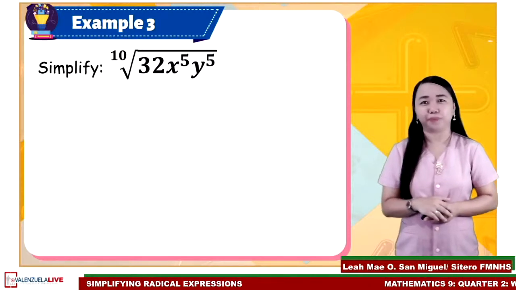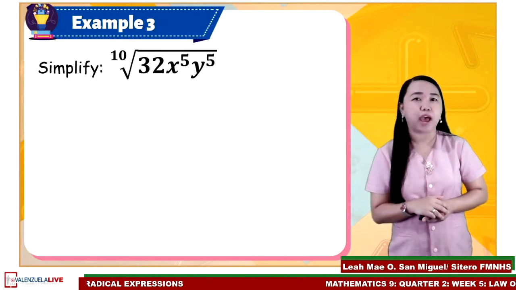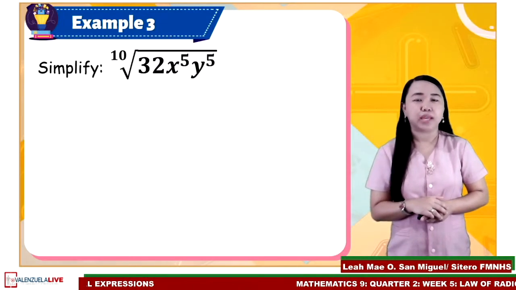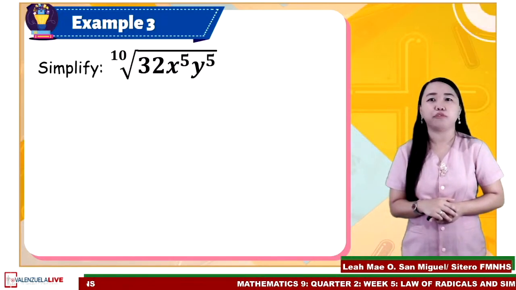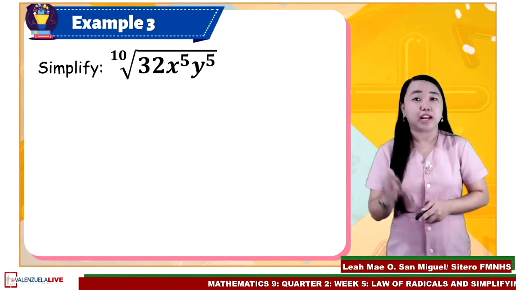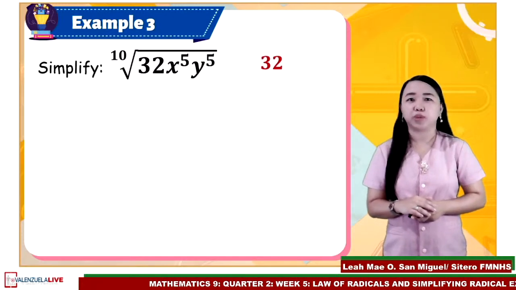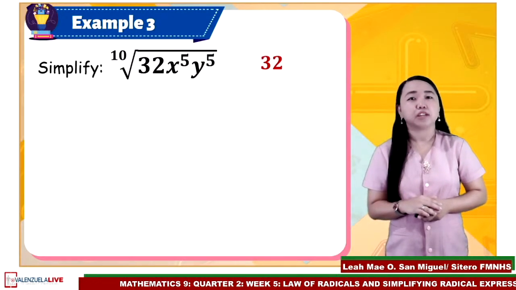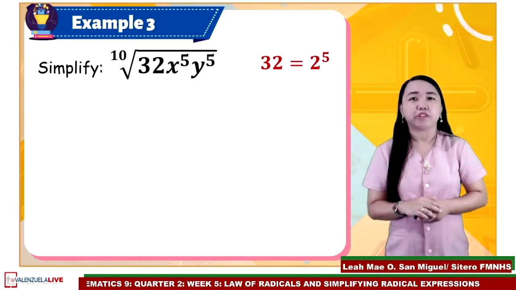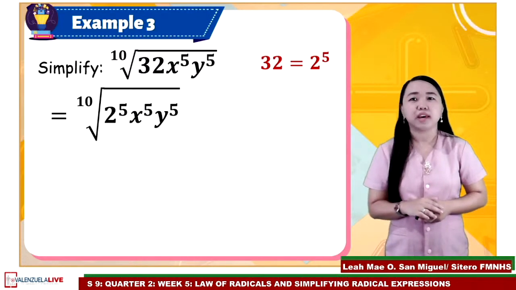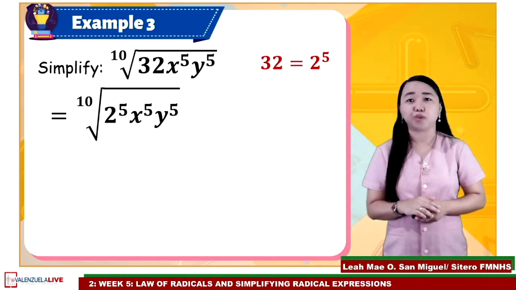Third example. Simplify 10th root of 32x raised to 5 y raised to 5. In this expression, there is a common factor between the exponents of the radicand and the index. Let us check if there is a common factor with the index when 32 is written in exponential form. 32 is 2 raised to 5 in exponential form. Rewriting the radicand, it becomes 10th root of 2 raised to 5 x raised to 5 y raised to 5.